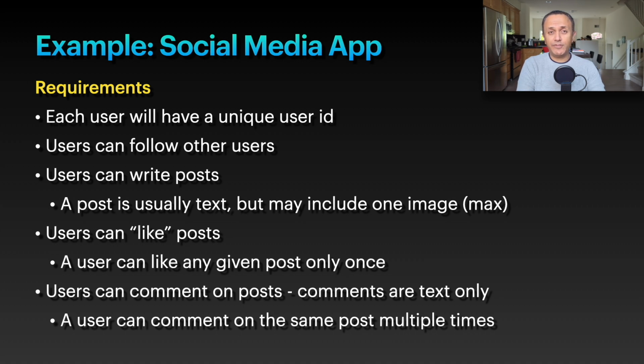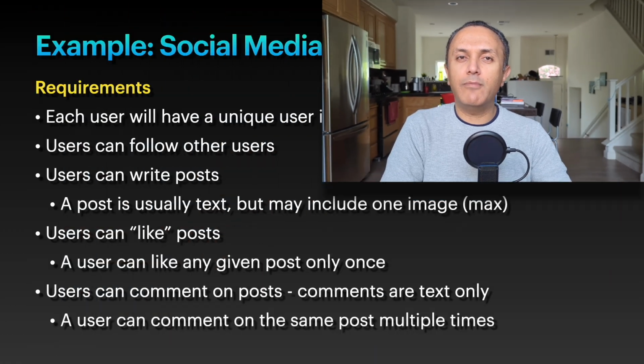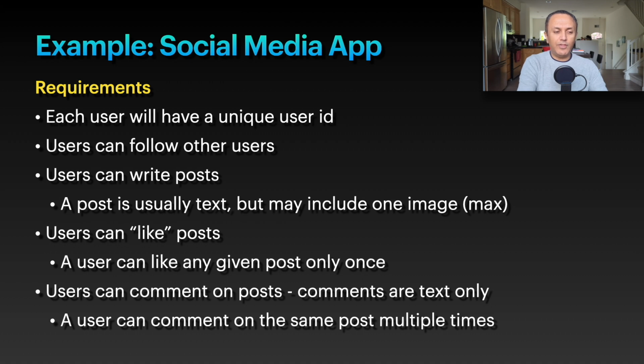Users can write posts. Posts are text only, but they may include one image. Users can like posts. A user can like a post only once, obviously. And users can comment on posts. Comments are text only, and users can comment on the same post as many times as they would want. So these are the set of requirements that we want to support.